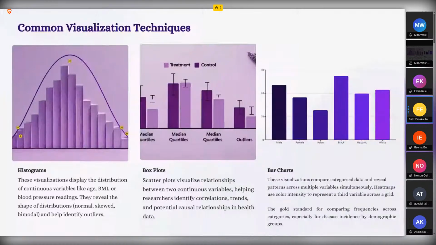So there are common visualization techniques. You can use histograms, especially for continuous variables. You can use box plots. Yeah, sorry about the mix-up here. Then you can use bar charts, which are usually used for categorical variables. Yeah, next slide.